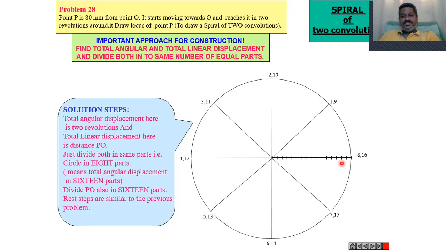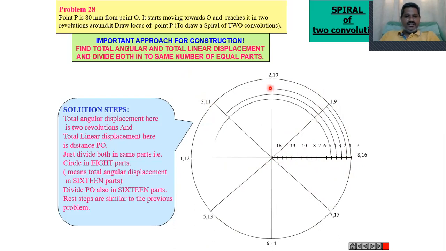Because the point is going to revolve two revolutions, I am giving the numbering from 0 to 16. For one revolution, it will be from 1 to 8, and for the other revolution, it is from 9 to 16, like this. Then divide the radius similarly into 16 equal divisions, like this. Then name all those points from 1 to 16. Then take O1 as radius, get the point 1, then O2 as radius, intersect the second line, third, and complete all these iterations up to 16.